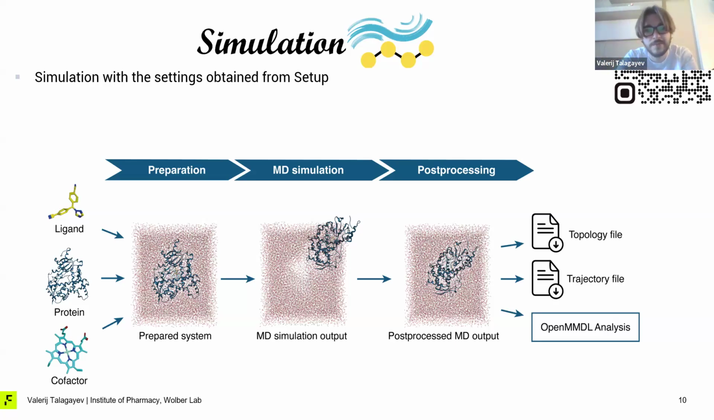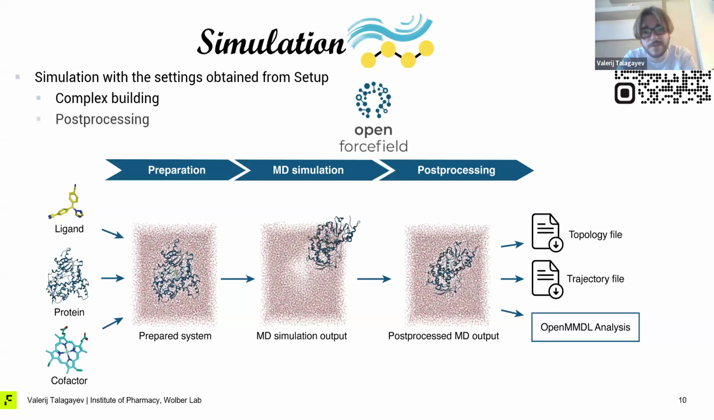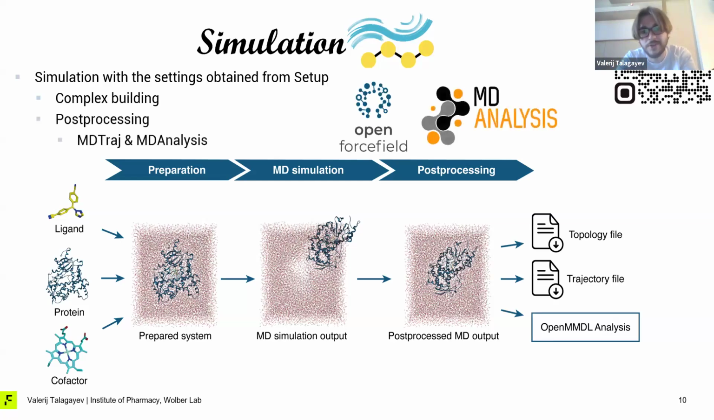And what we directly do is the post-processing. For this, we use MDTraj and MDAnalysis. In the post-processing, we put your protein and ligand back into the water box and move it back into your original coordinates. So that in the end, you have the topology files and the trajectory files of your simulation, and you can directly use them for the analysis part, so that you don't need to modify or post-process them after the OpenMDL simulation.